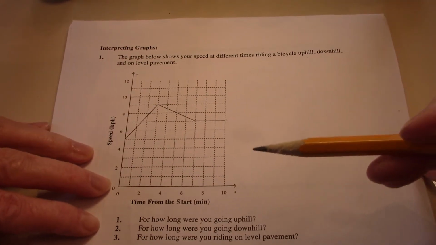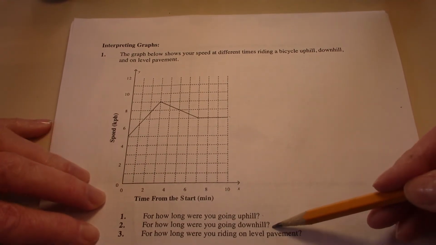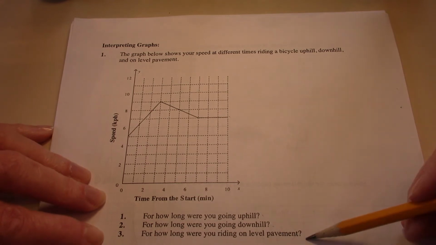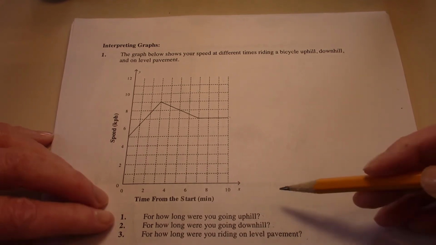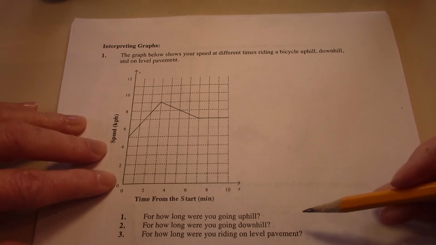The question says, for how long were you going uphill? For how long were you going downhill? And for how long were you riding on the level pavement? So we need to interpret what the lines are.